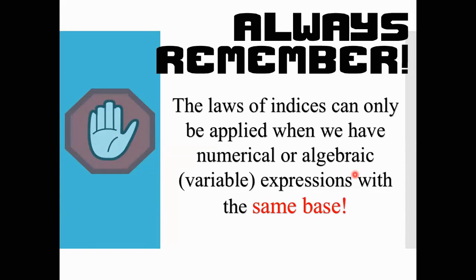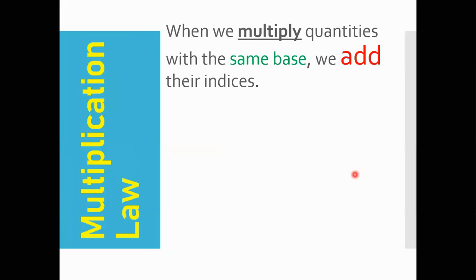So let's look at the multiplication law, and you can write this down. When we multiply quantities with the same base, we add their indices. So I need you to put emphasis when you're writing. Put emphasis on add, please. That is what's most important here. When multiplying quantities with the same base, we add their indices.